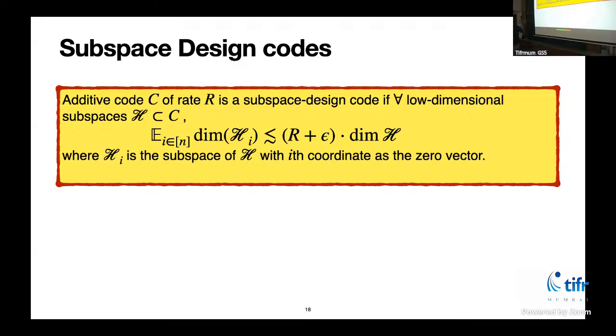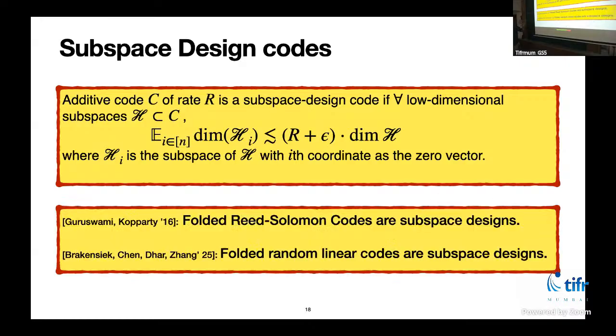This seems slightly arbitrary. How do you construct such a thing? Guruswami showed that folded Reed-Solomon codes are subspace designs. They do have this property. That is why we care about them. And recently, Venkatesan and Guruswami showed that folded random linear codes also have this property.